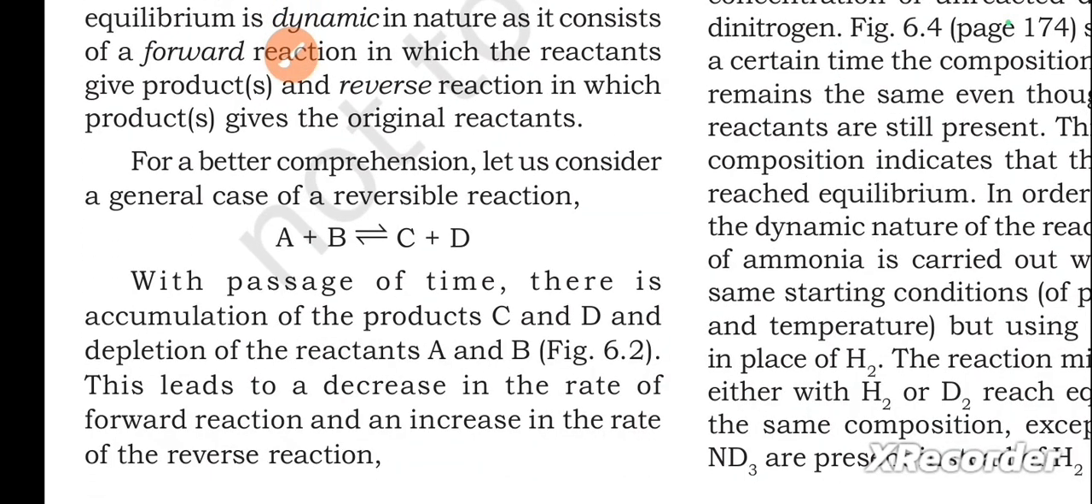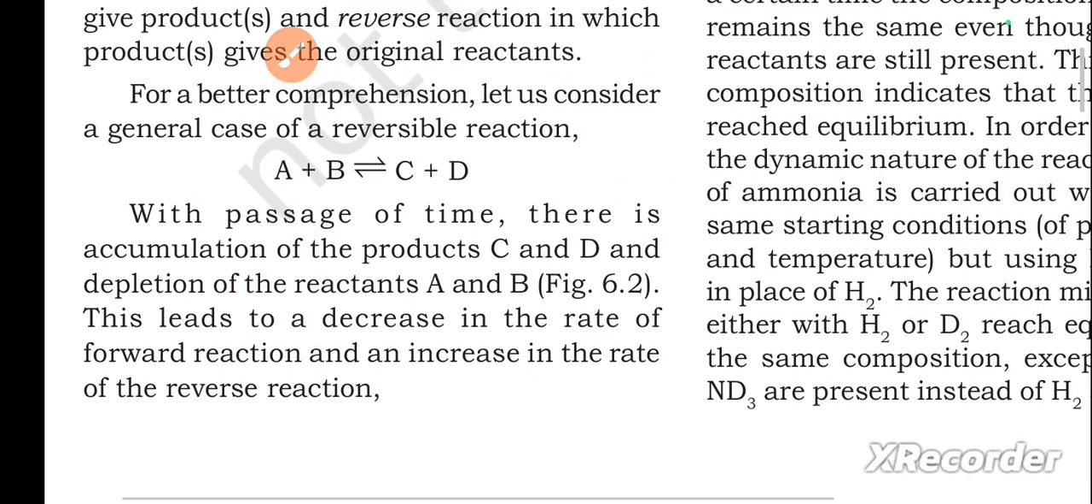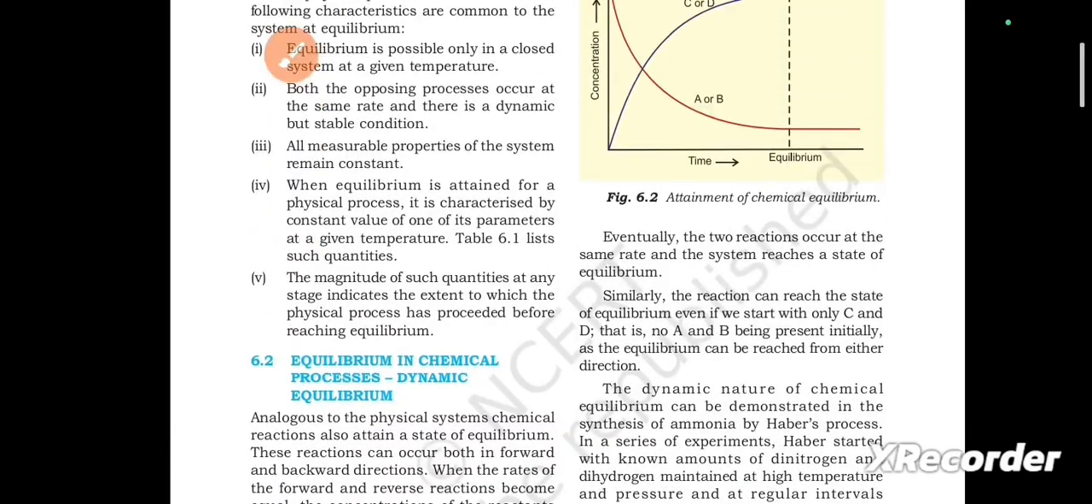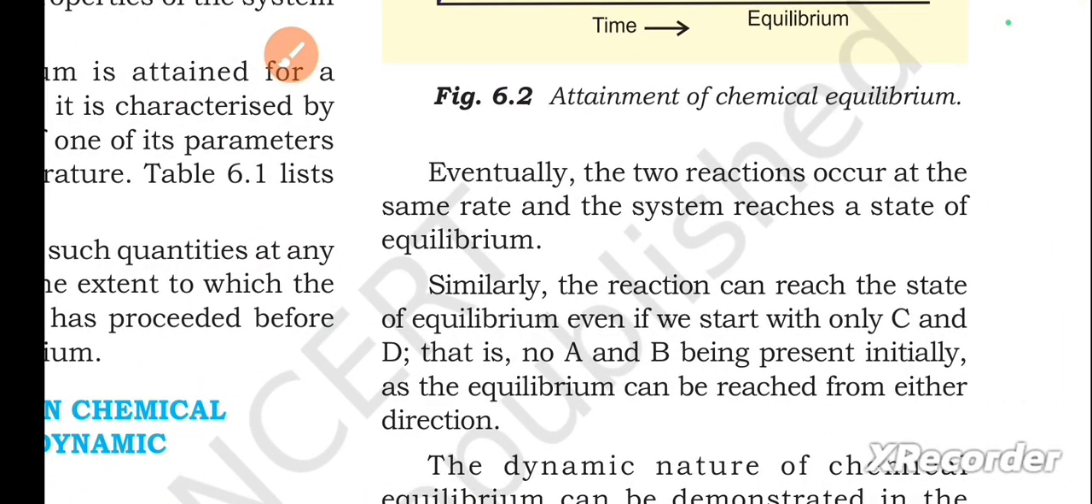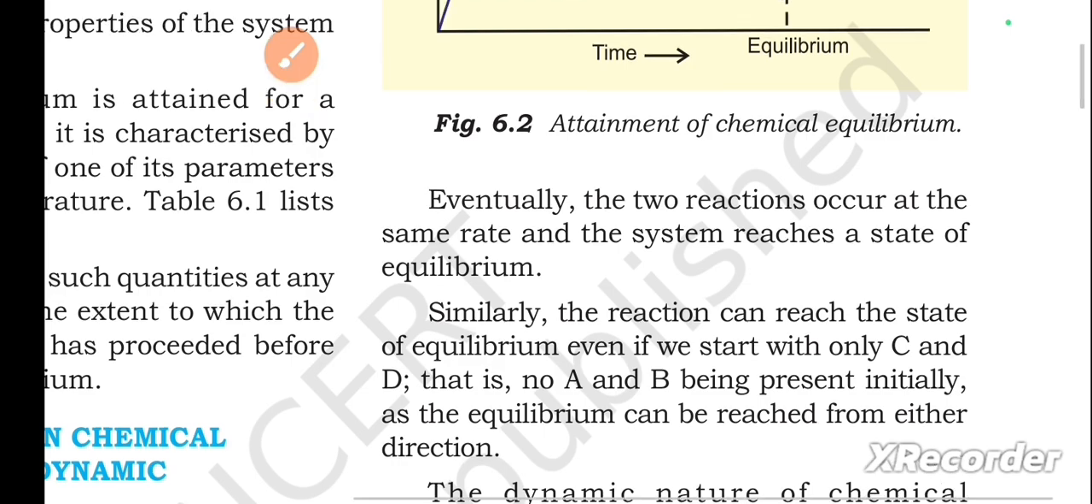For a better comprehension, let us consider a general case of a reversible reaction. A plus B gives rise to C plus D. This is reversible. With passage of time, there is accumulation of the products C and D and depletion of the reactants A and B. This leads to a decrease in the rate of the forward reaction and an increase in the rate of the reverse reaction. Eventually, the two reactions occur at the same rate and the system reaches a state of equilibrium.